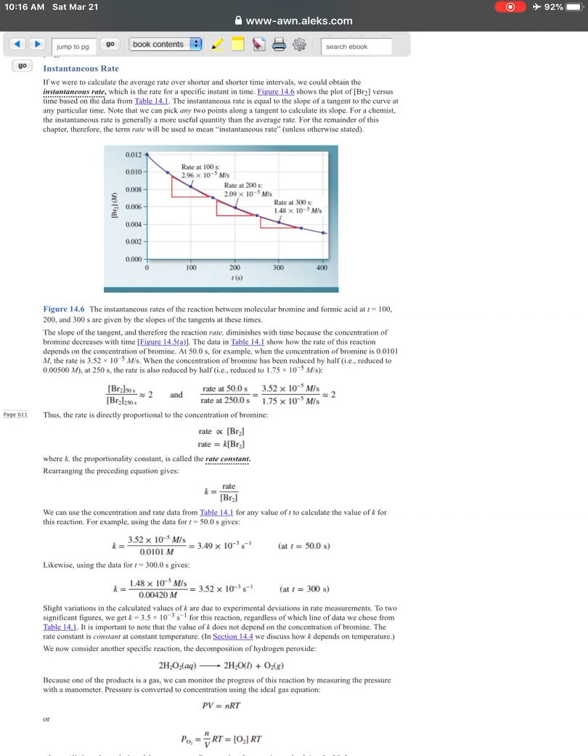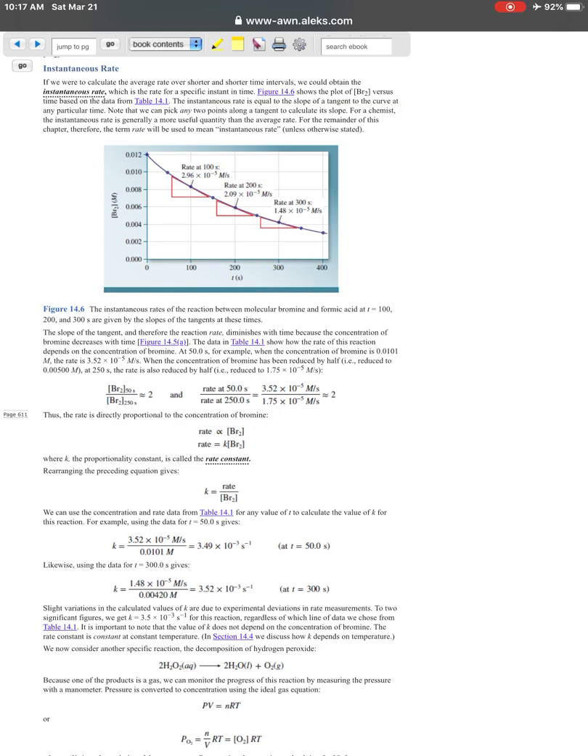As the concentration of bromine gets smaller and smaller, the rate gets smaller and smaller. You can tell that from the curve. The slope of the tangent to the curve gets smaller and smaller as you move on in time, and that's because the concentration of bromine is getting smaller. The rate of a reaction depends on the concentration of the reactant. As the concentration of the reactant gets smaller, the rate gets smaller.